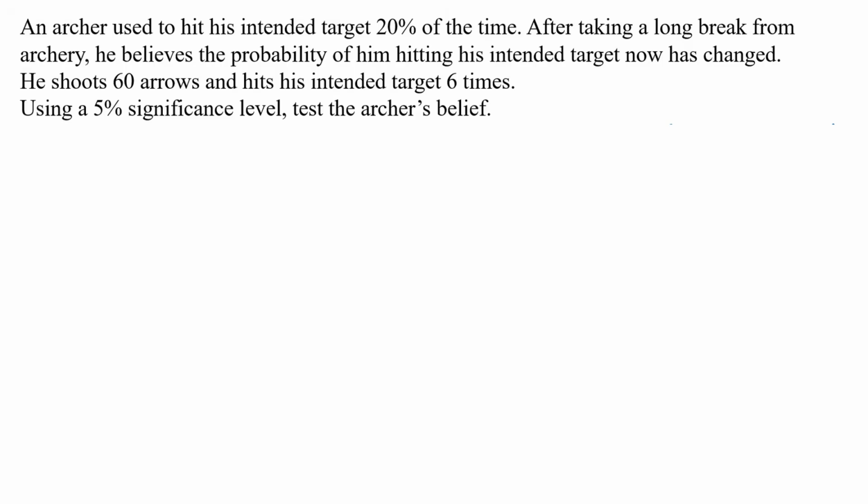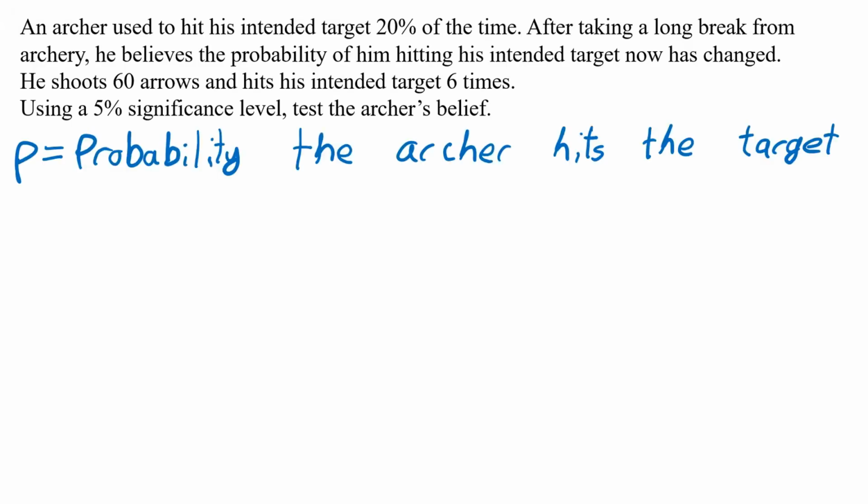So remember how to set up a hypothesis test. The first step is we need to define the null and alternative hypothesis. So let's say that P is equal to the probability the archer hits the target, okay? So the null hypothesis, which is H0, this is what we're assuming is true.